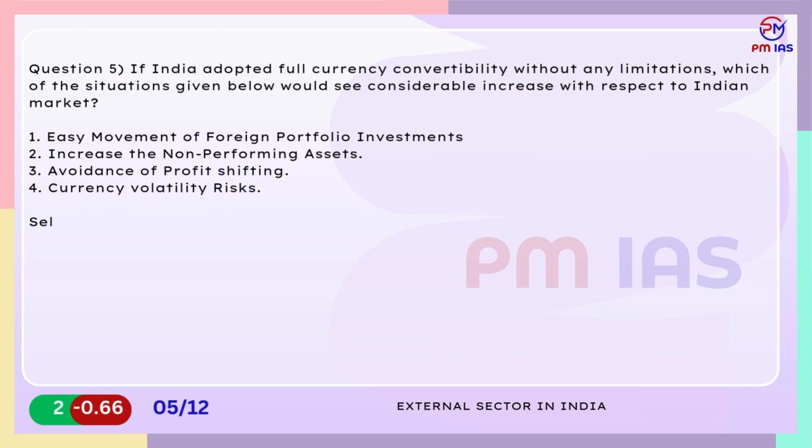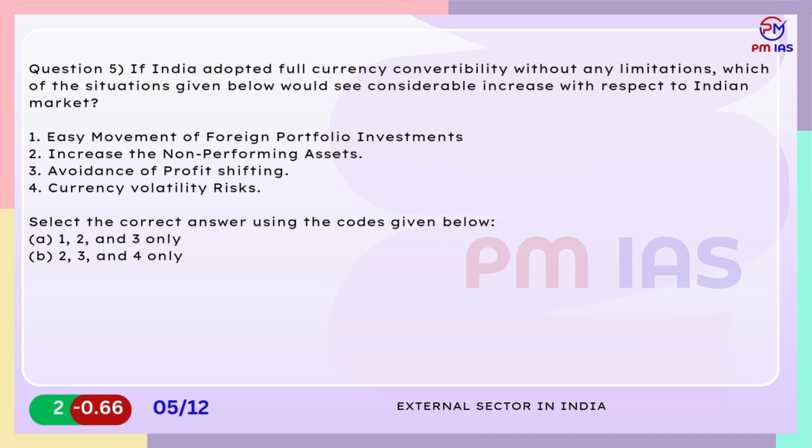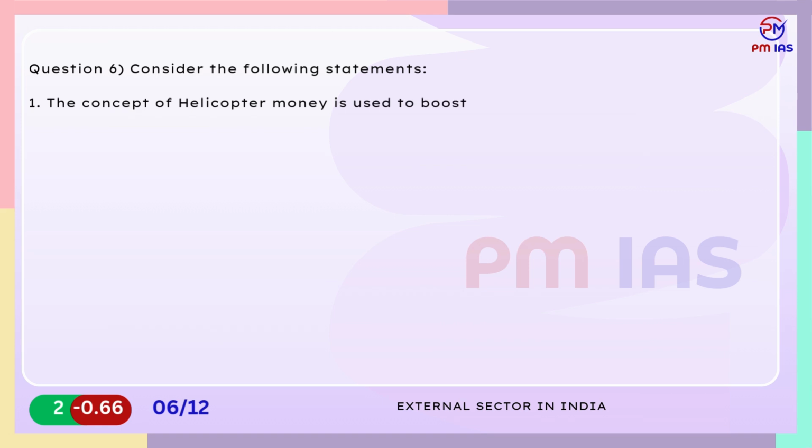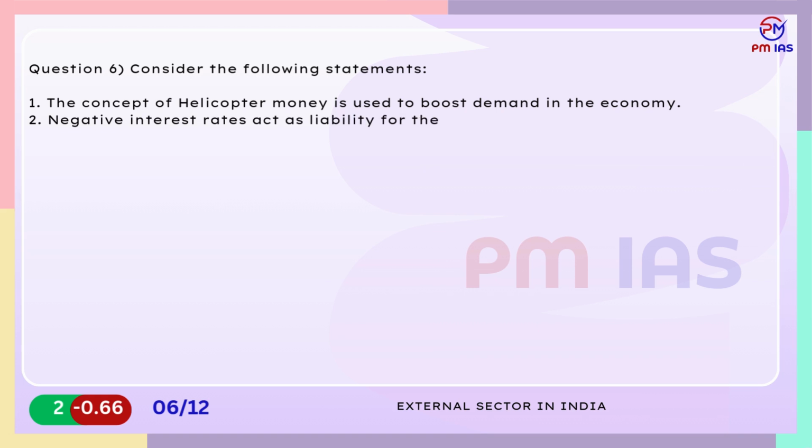A. 1, 2, and 3 only. B. 2, 3, and 4 only. C. 1, 3, and 4 only. D. 1, 2, and 4 only. Question 6. Consider the following statements. 1. The concept of helicopter money is used to boost demand in the economy.